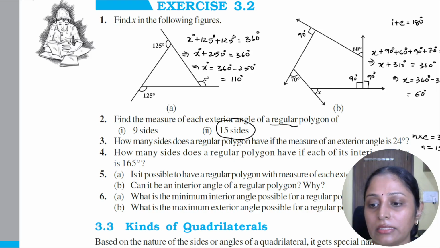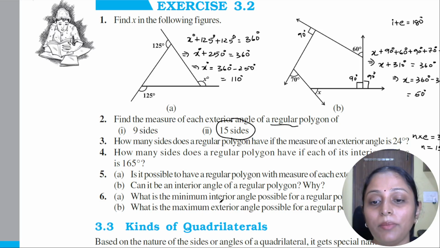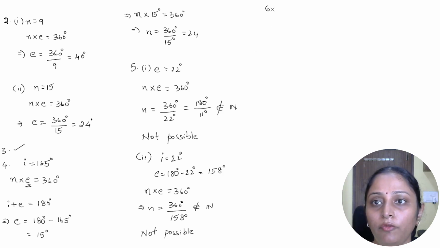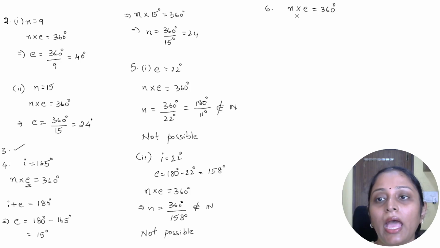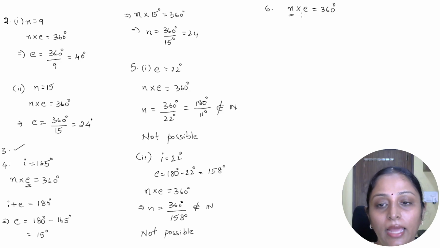So now, how do we answer this question? Okay, what do we mean by this? They are asking us what is the minimum interior angle possible for a regular polygon? So if you take any regular polygon, sixth question, I already know that n into e is equal to 360. Now RHS here is fixed, right? And LHS is a product of two variables. One of them belongs to natural numbers because it's the number of sides, and the other is the measure of the exterior angle.